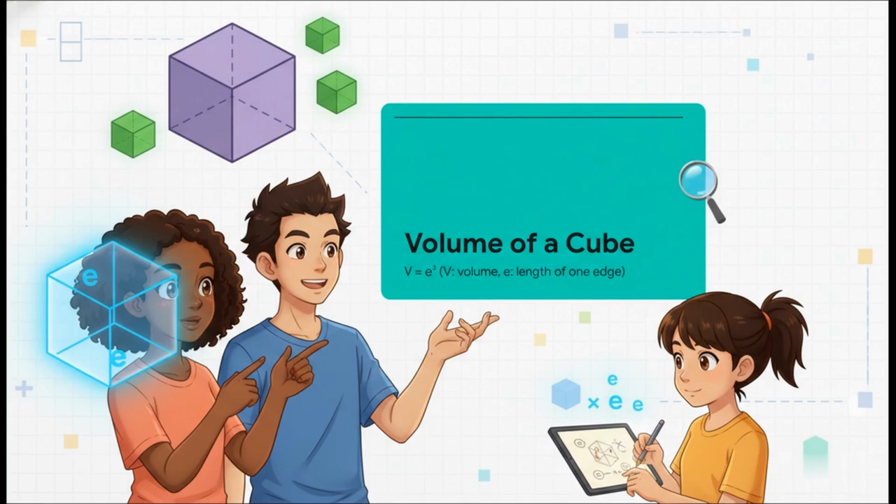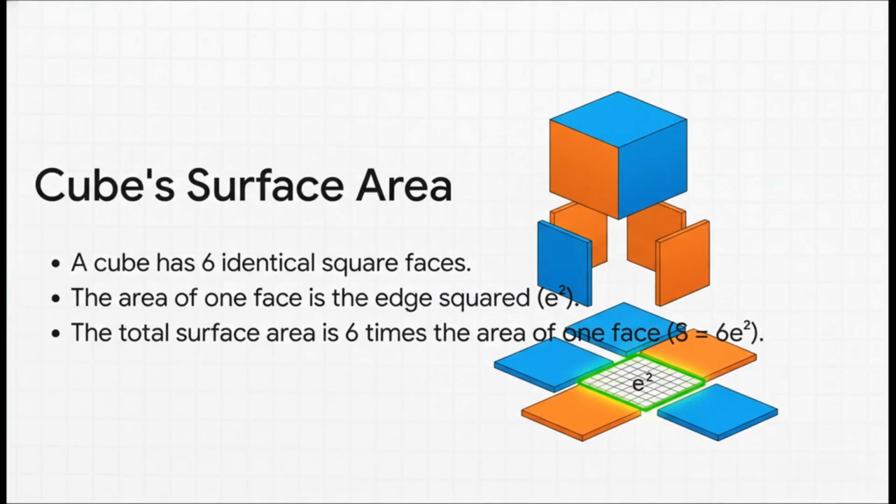It's that simple. So what about the outside of the cube? Like, what if you wanted to wrap it as a gift? Well, to find the surface area, S, all we need is the area of one of its flat faces, which is just E squared. And then you multiply that by 6. Why 6? Well, because a cube has 6 identical faces. See?